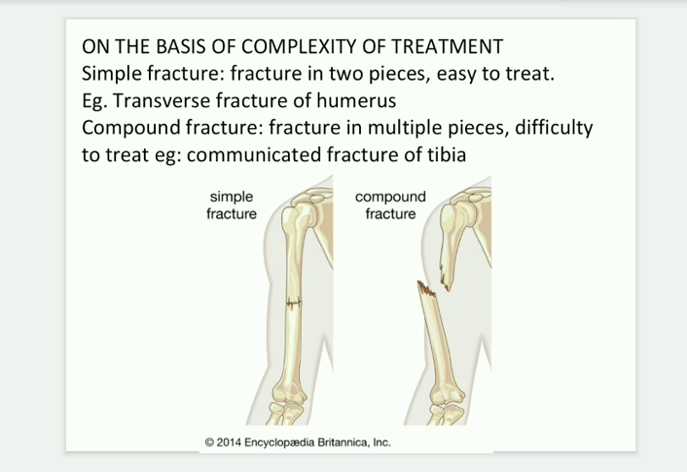Next, on the basis of complexity of treatment, simple fracture and compound fracture. Your simple fracture is a fracture in two pieces and it is easy to treat, like here, a transverse fracture of humerus. And a compound fracture is a fracture in multiple pieces, difficult to treat, like in the tibia.